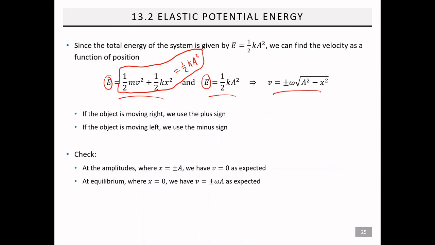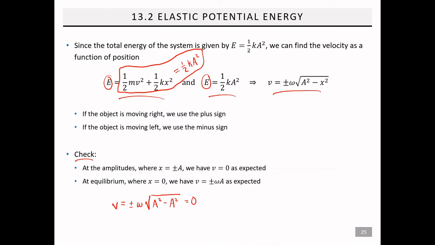Now, since we didn't run the full derivation of it, well, hopefully you do it at home, we can still check to see if it meets our expectations. So let's plug in values at the amplitudes. At the amplitudes, when x is equal to A, let's use the rightmost amplitude point, we would have v is equal to plus or minus omega times the square root of A squared minus A squared, and this is equal to 0. So at the rightmost amplitude point, the velocity is equal to 0 as expected.